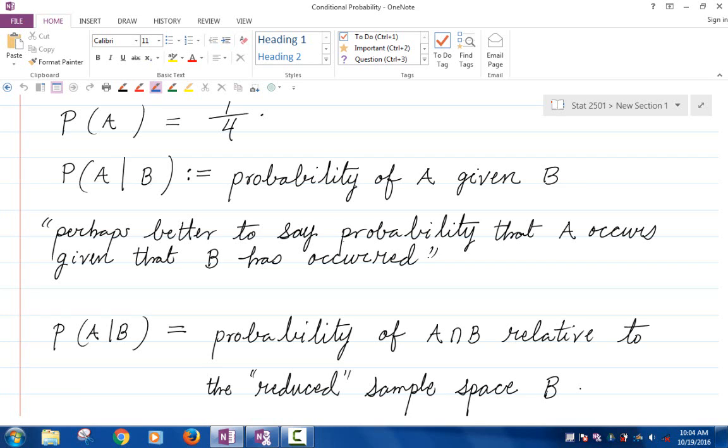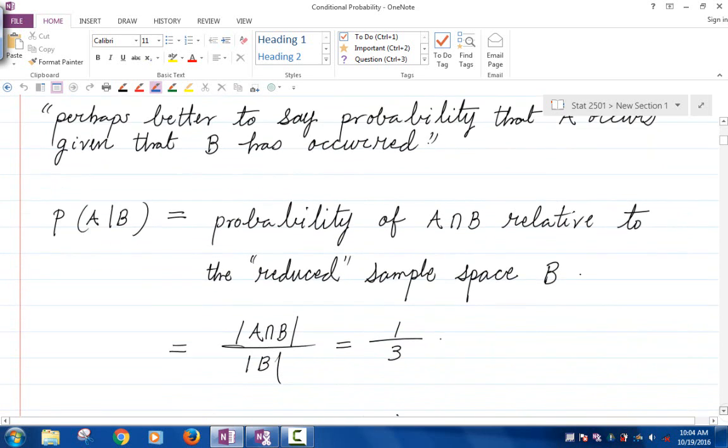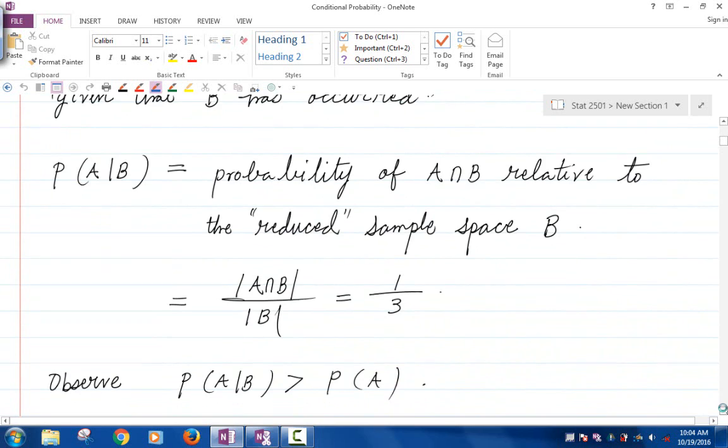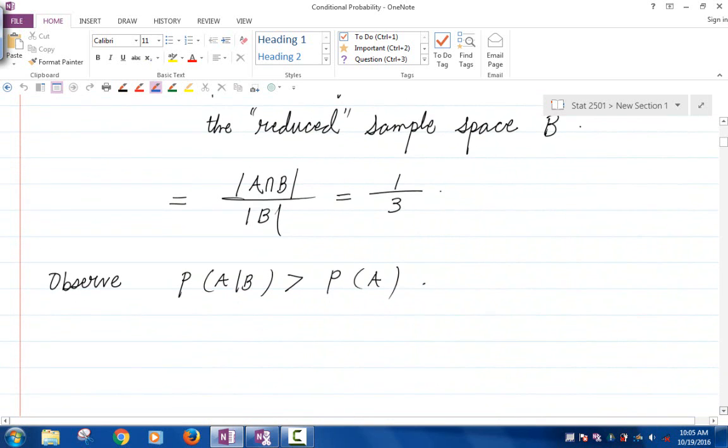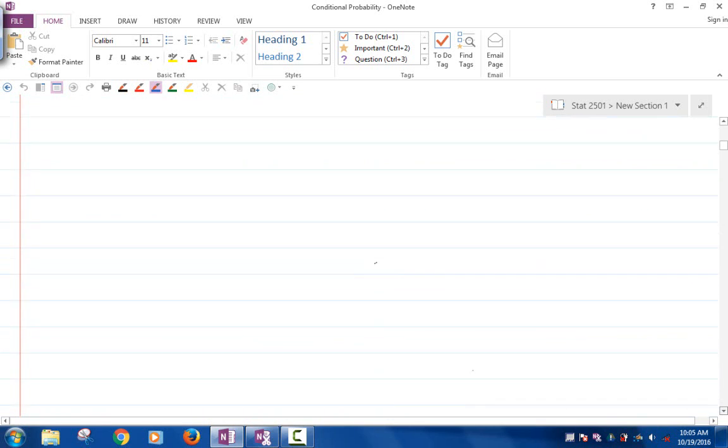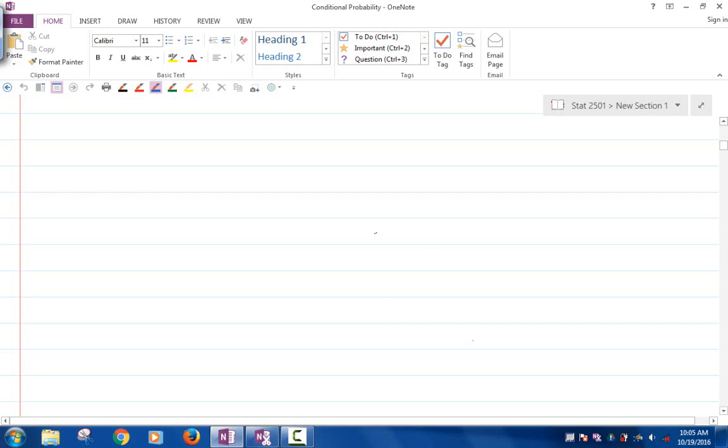Okay, and so last time we did an example where we saw that the probability of A given B is larger than the probability of A. Today we want to do another example.